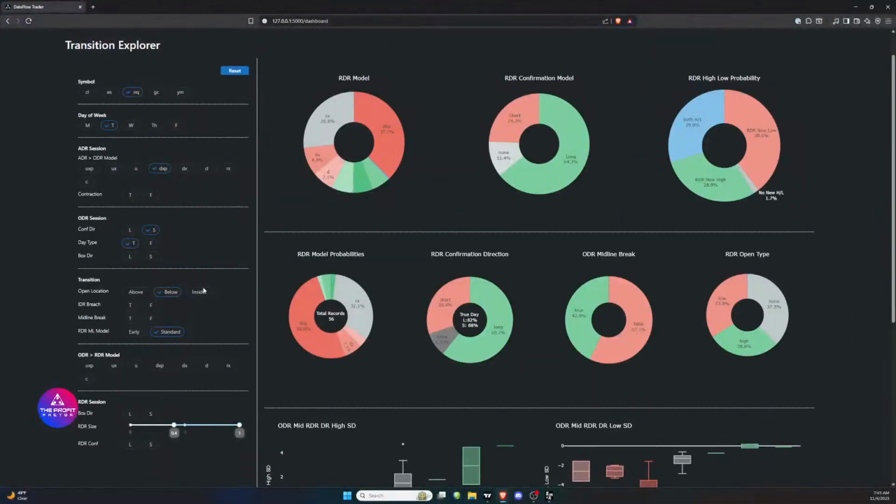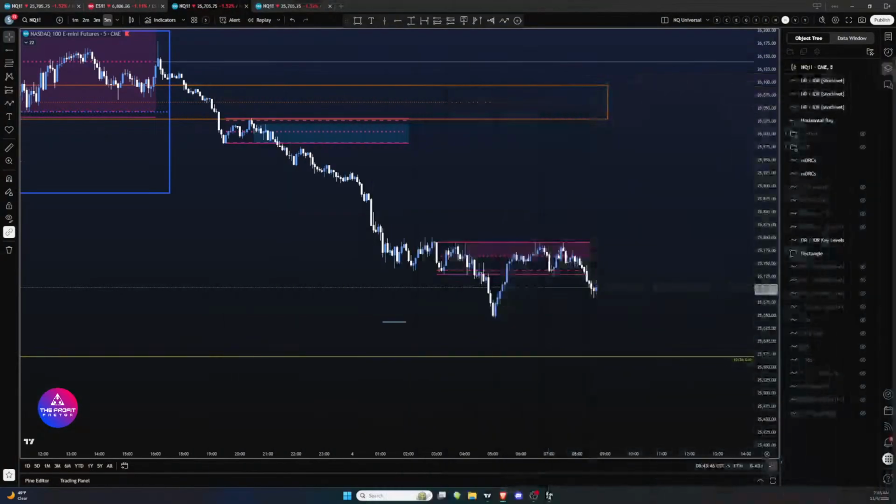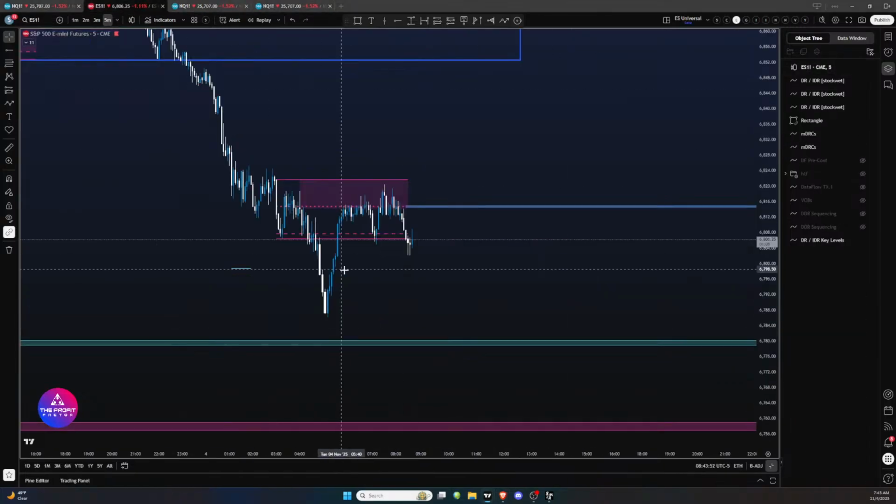If we run our scenario here, if we breach, now we're big time. If we breach this IDR level, we're big time range expansion. That's what we're looking at. All right, so that's kind of my day. It's what I'm looking at. I'm going to be looking for probably some sort of range expansion.